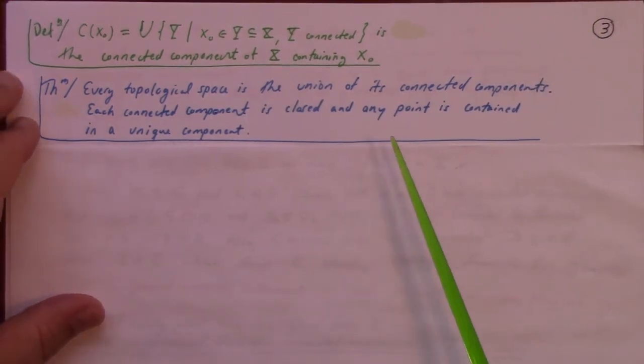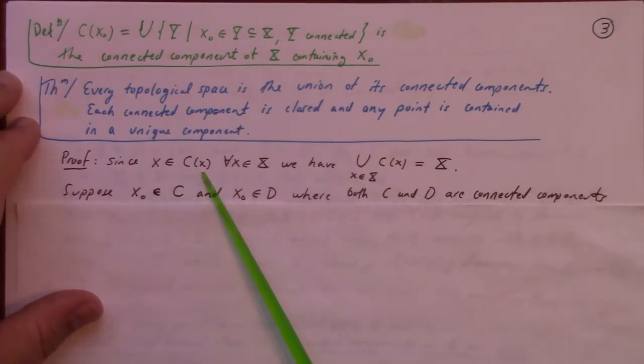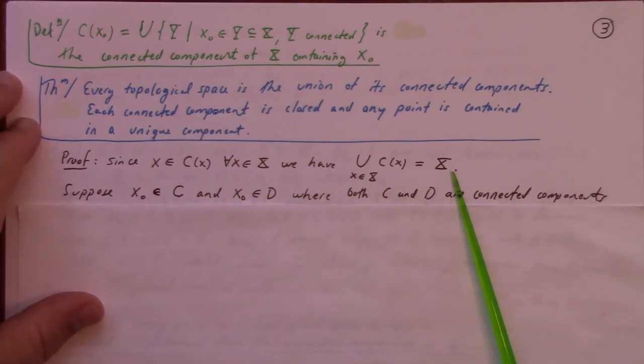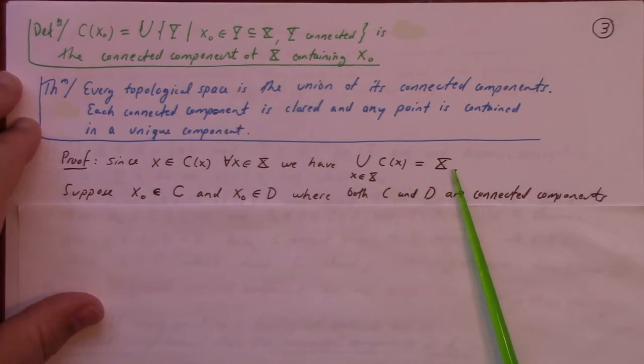Sadly, it does not. Okay, so here's the theorem. Here's the proof. Since x is an element of Cx for all x, we can take the union of all connected components of x, and that's going to give us back x again, right? So certainly, if we take the union of all the connected components based at a point, we definitely get the whole space.